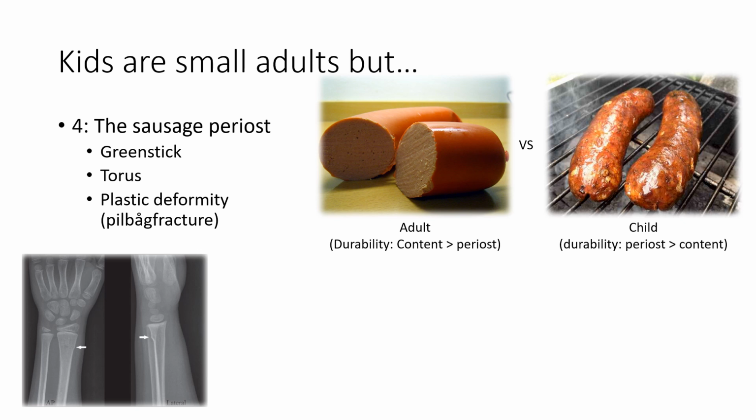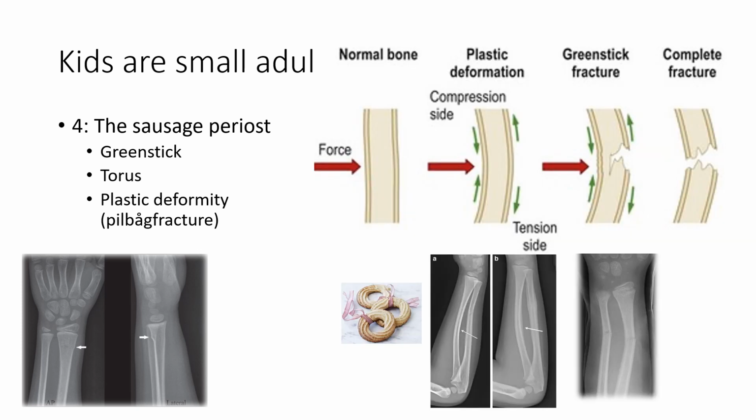So when a force is applied to a child's bone, it will usually have these non-complete or incomplete breaks. There are a couple we'll talk about, and they are on the same kind of spectrum depending on how much force you're putting on them. If you have force on a child's bone, then you can have what you call a plastic deformity, or a pilbågs deformitet.